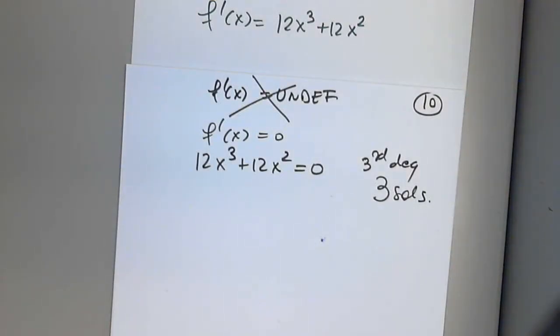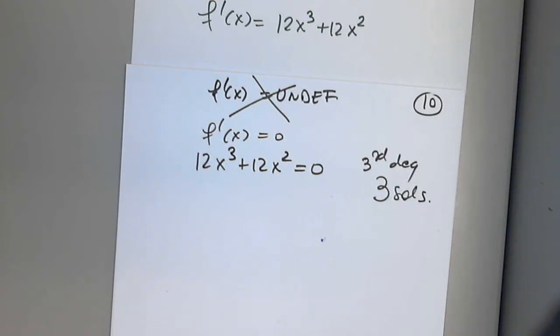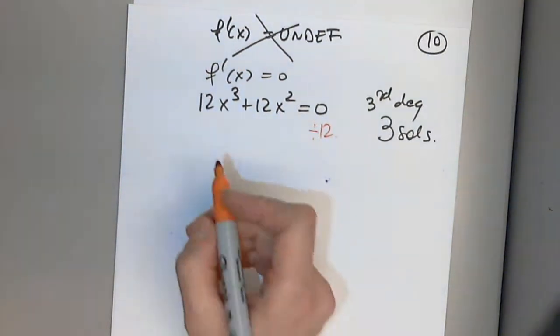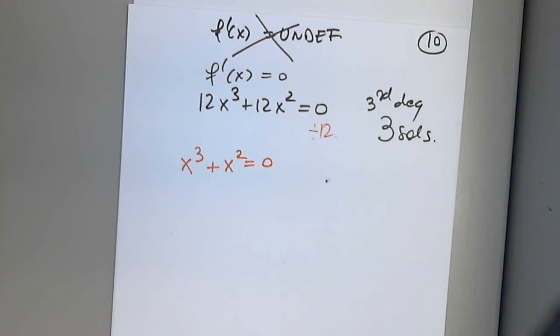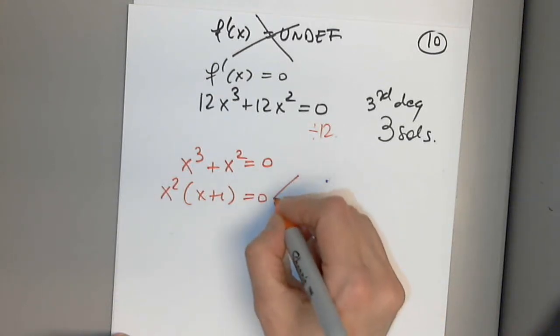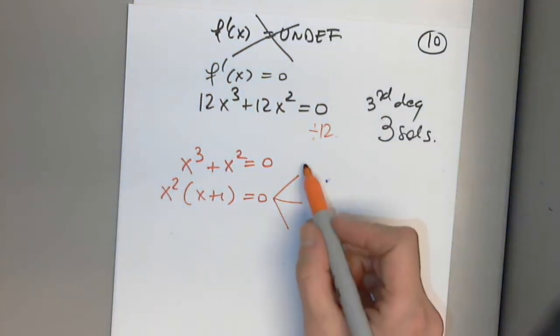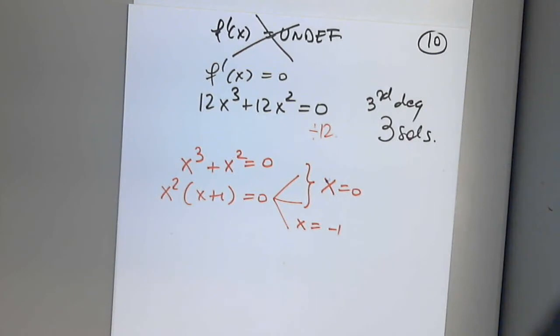I am never ever allowed to divide both sides of an equation by the variable, but I'm allowed to divide both sides by 12 to make my life easier. I get x cubed plus x squared equals 0. Same equation. And now I will factor out x squared and get those three options as expected. Two of them are 0, and the last one is -1. Very good. Now I can get my table going.